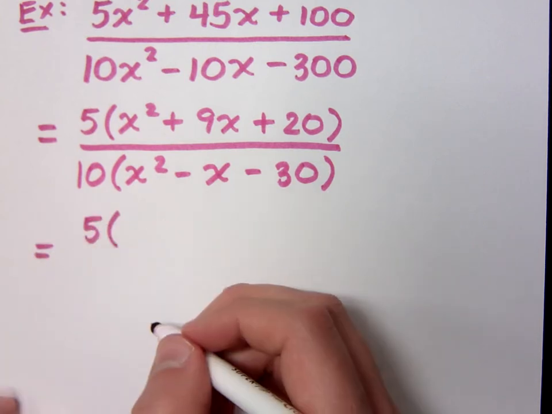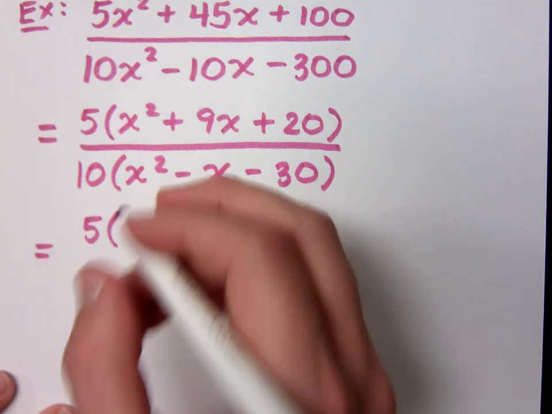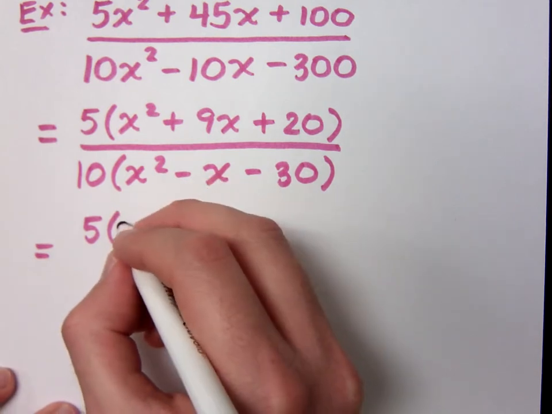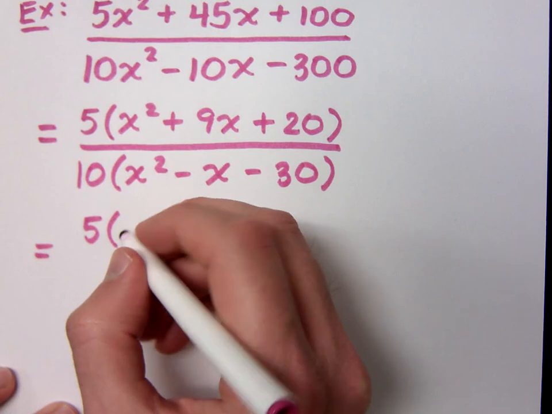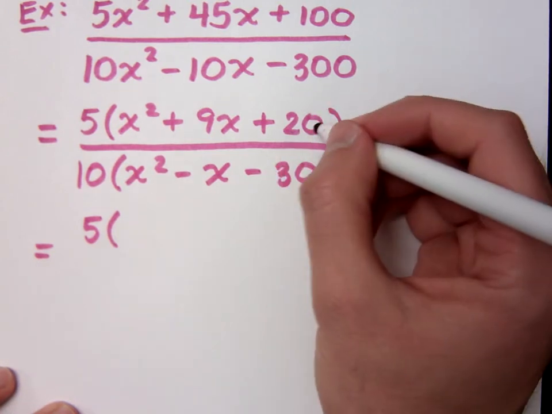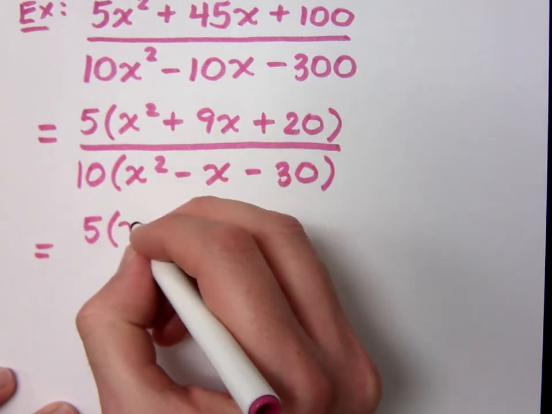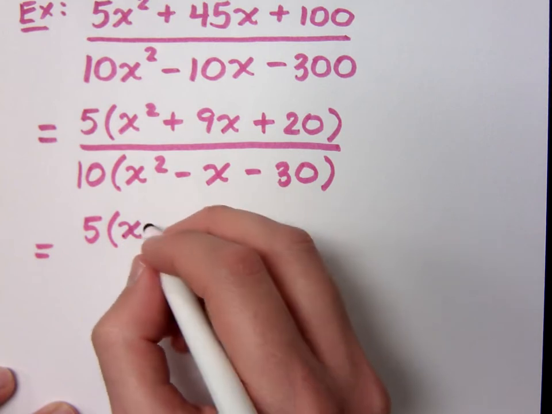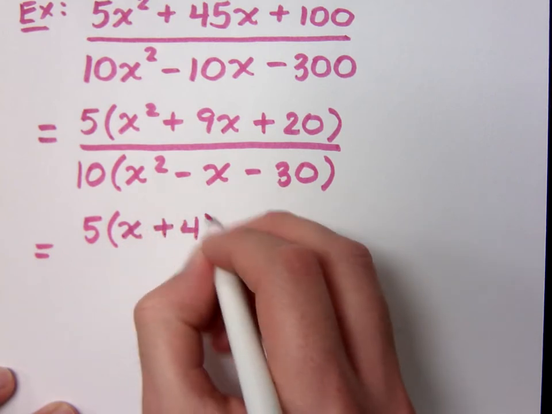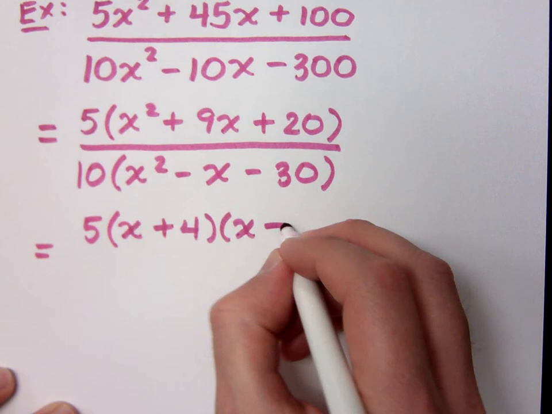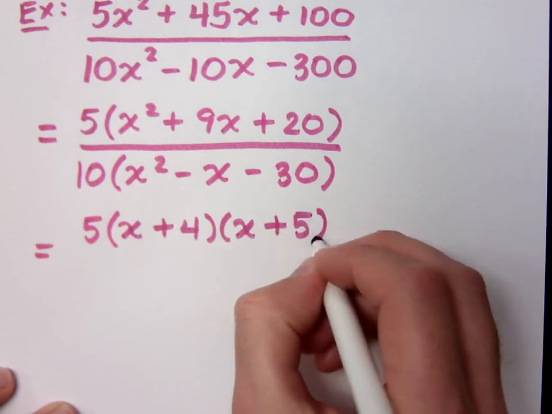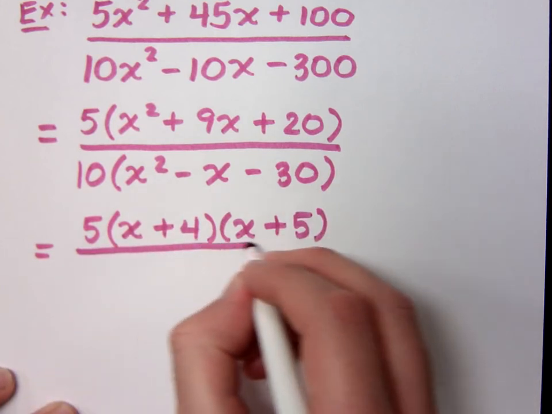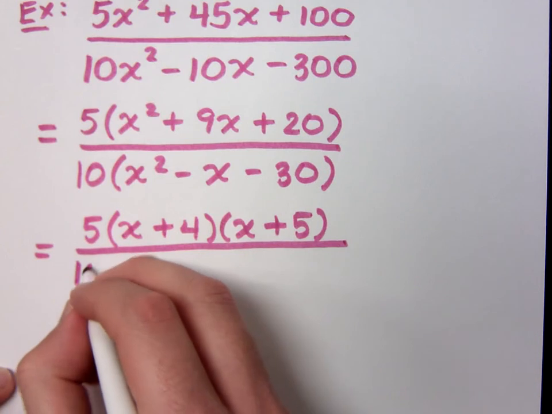How do I factor x squared plus 9x plus 20? You've got to multiply to get the 20 and add to get the 9. So that's x plus 4 and what? x plus 5, right? In the denominator, I still have my common factor of 10.